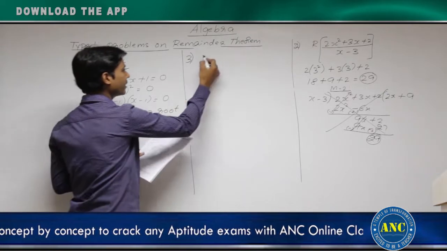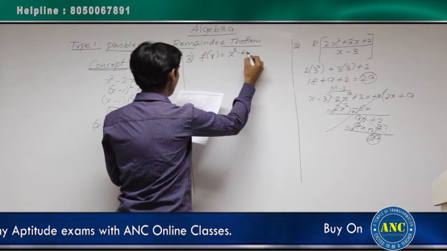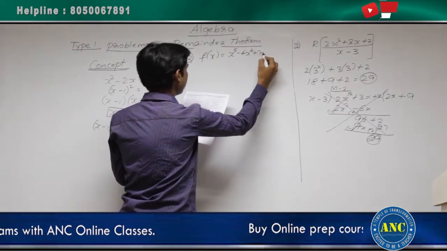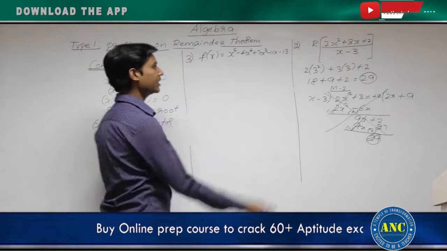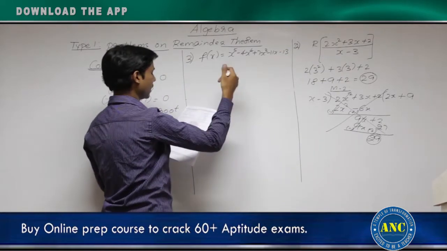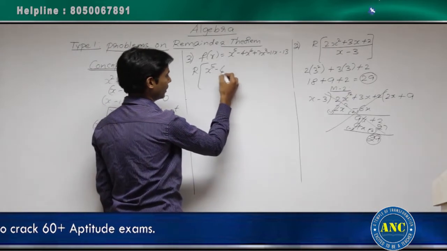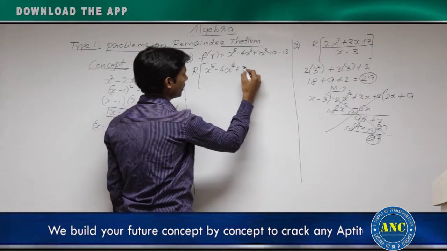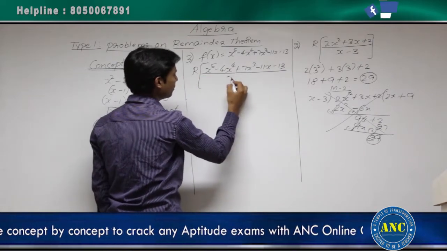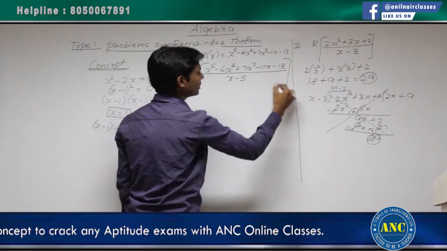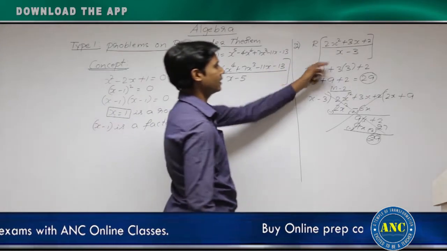Where f of x is given by x power 5 minus 4x power 4 plus 7x cube minus 11x minus 13. When I divide by x minus 5, what is the remainder they are asking? Find the remainder is what I am telling. Same logic whatever I applied here, apply in this problem also.